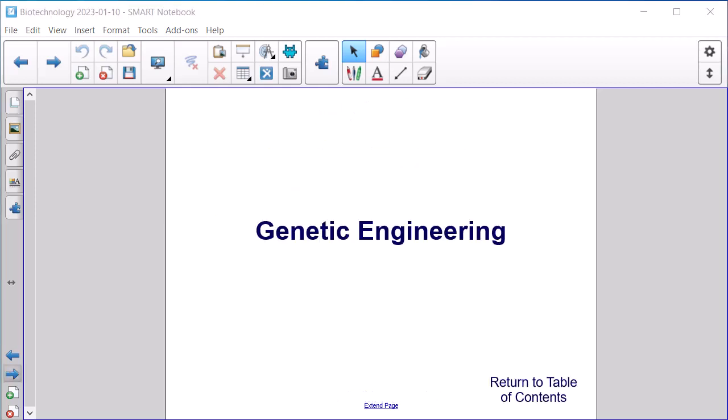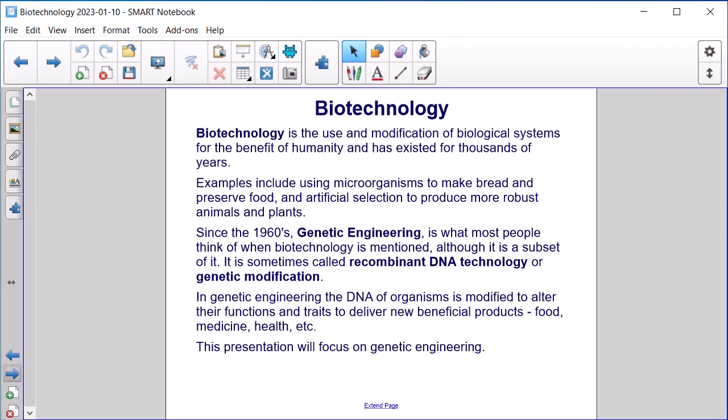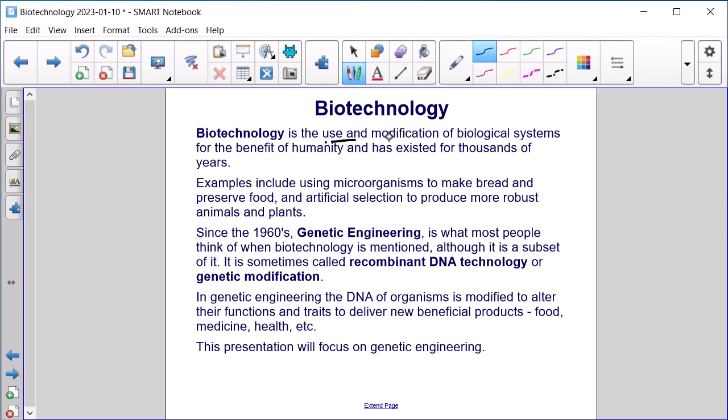Genetic engineering. Biotechnology is the use and modification of biological systems for the benefit of humanity and has existed for thousands of years. Examples include using microorganisms to make bread and preserve food, and artificial selection to produce more robust animals and plants. Since the 1960s, genetic engineering is what most people think of when biotechnology is mentioned, although it is a subset of it.